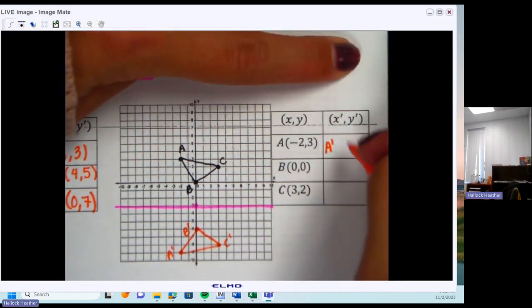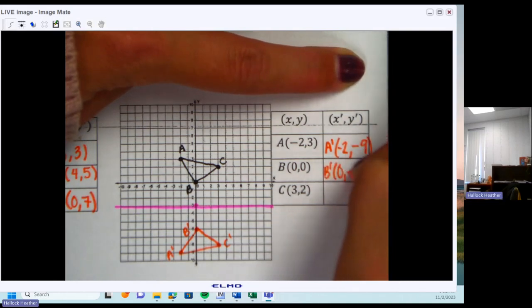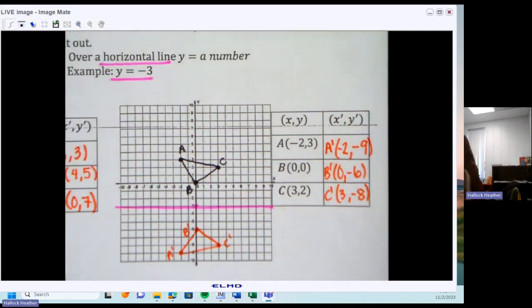So A prime should end up at -2, -9. B prime was at 0, 0. Now it's at 0, -6. And C prime was at 3, 2. Now it's at 3, -8. Okay, so these 4 problems are all very similar.